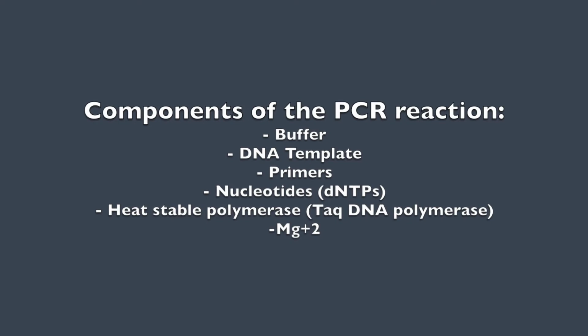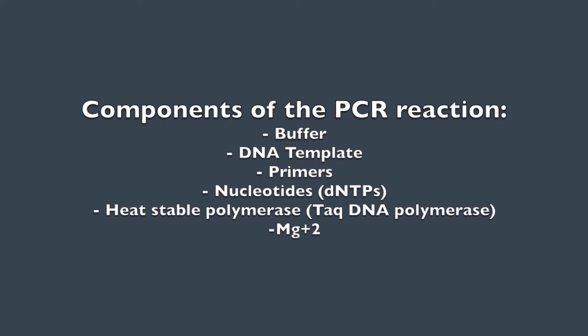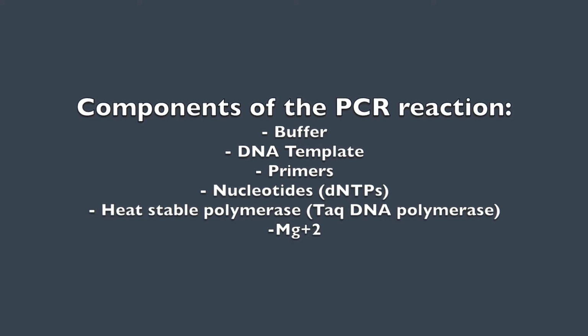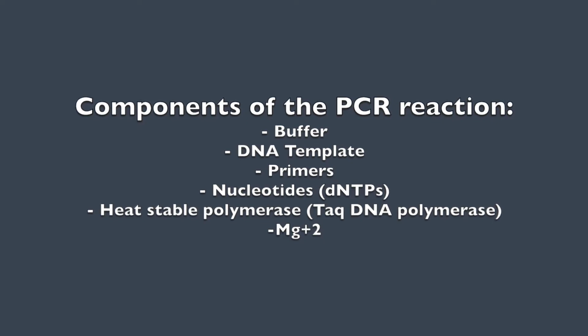Here are the components of the PCR reaction. These can all be added to the test tube at the beginning of the reaction. Obviously, you need a buffer and the DNA template. You also need the primers and nucleotides to allow extension. Remember, I mentioned earlier the heat-stable polymerase. We use Taq DNA polymerase, which is stable at high temperatures. And you also need magnesium to allow the reaction to proceed.